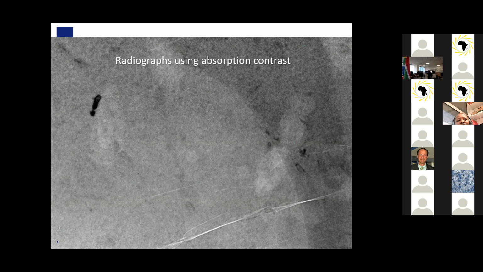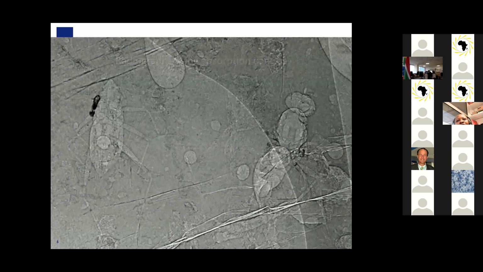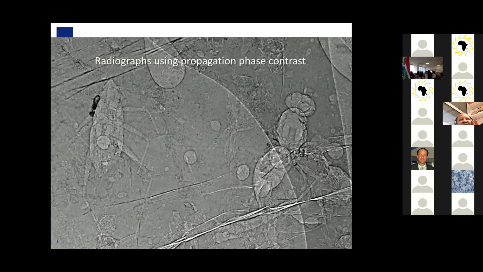But then the same sample, when you take a tomograph using phase contrast, look what you see. You actually see two insects here and more features in the same sample, which is quite impressive. So one would say that phase contrast is far better and very useful.